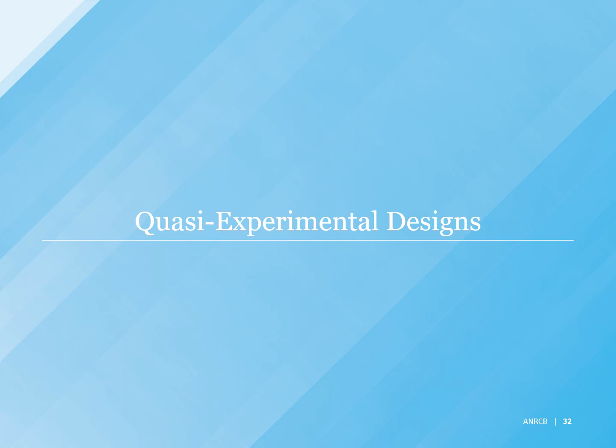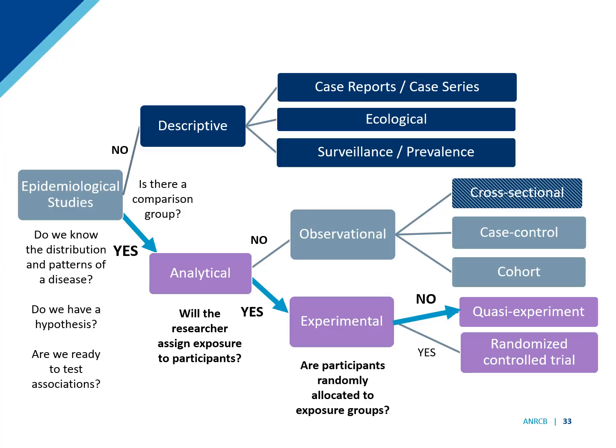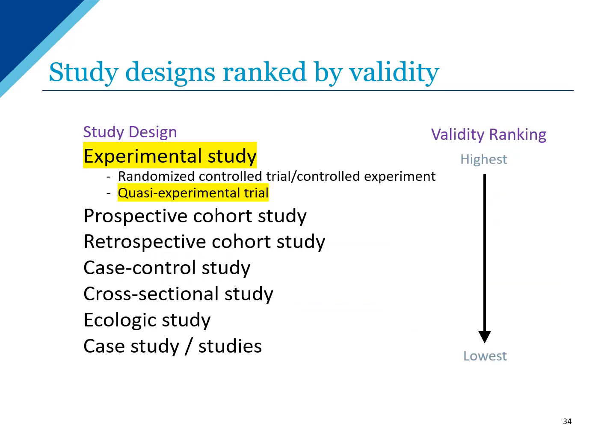Finally, we'll talk about quasi-experimental designs. What happens if we are going to assign the exposure, but we can't or won't randomly allocate participants or communities to our exposed and unexposed groups? We have a quasi-experiment. We can also include pre-test and post-test designs in this group. Quasi-experiments are still experiments, but without the random allocation, they lose some of the internal validity of an experimental design.